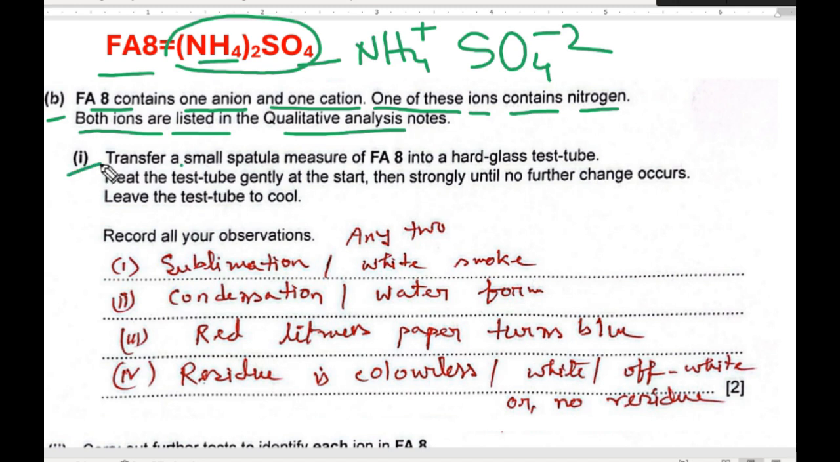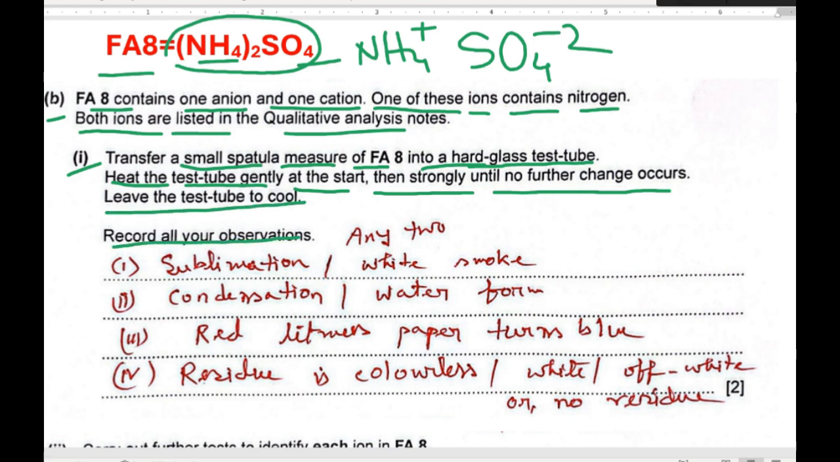A1. Transfer a small spatula measure of F8 into a hard glass test tube. Heat the test tube gently at first, then strongly until no further change occurs. Leave the test tube to cool. Record all of your observations. So at first you take a hard glass boiling tube, then you take a small amount of F8.